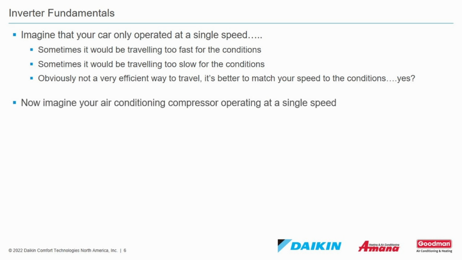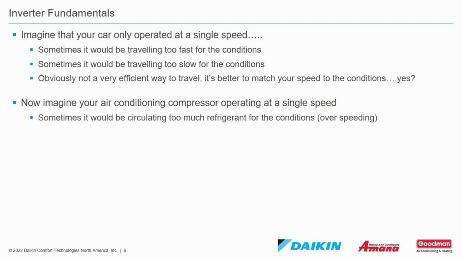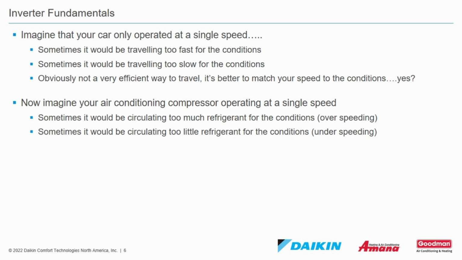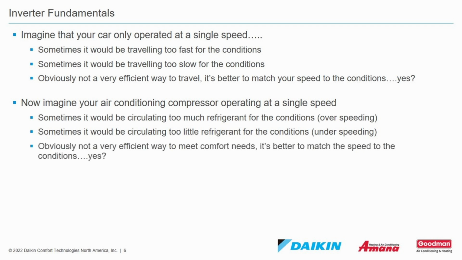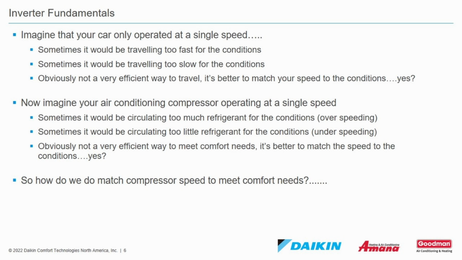Now imagine your air conditioner compressor operating at a single speed. Sometimes it would be moving too much refrigerant for the conditions, overspeeding. Sometimes it would be moving too little refrigerant for the conditions, underspeeding. Obviously, not a very efficient way to meet comfort needs. It's better to match the speed to the conditions, wouldn't you agree? So how do we match the compressor speed to meet the comfort needs?